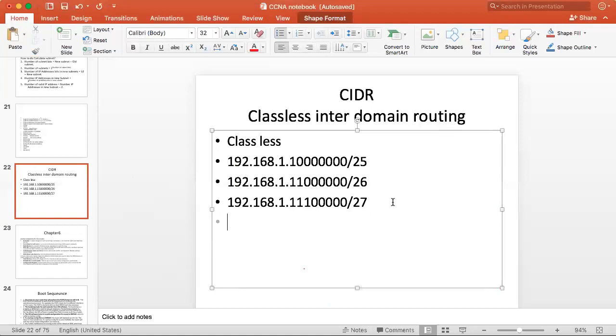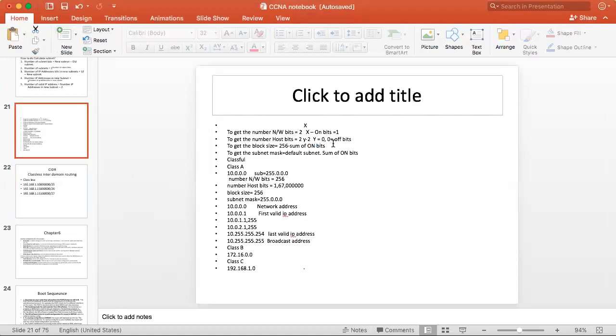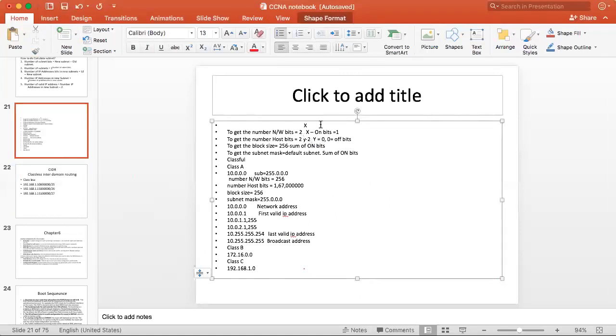I need the formula. Okay. This is your 2 to the power y and 2 to the power x. Block size: get the block size, 256 minus on bits, and 2 to the power x, 2 to the power y minus 2. Okay, let's go down.